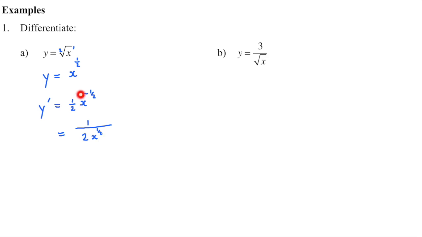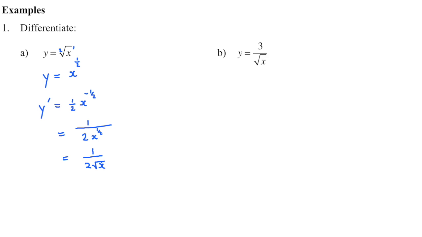Notice what I did. X to the power of minus a half is on the top, but I've moved it to the bottom, so it changes to an x to the power of a half. And then that can become 1 over 2 square root x, because x to the power of a half means square root x, and we're finished.